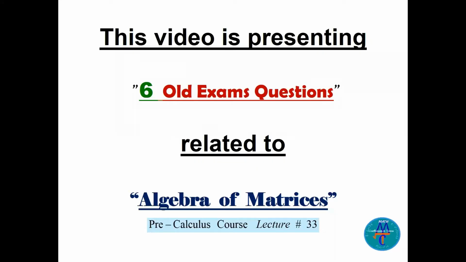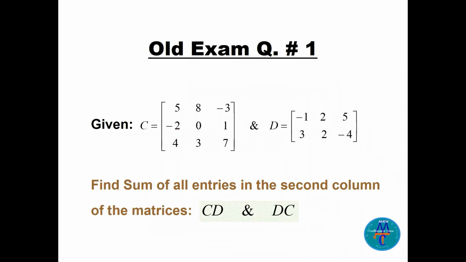In this video, I'm presenting 6 old exam questions related to Algebra of Matrices from lecture number 33 of the pre-calculus course. Old exam question number 1, we have the matrices C and D. Find the sum of all entries in the second column of the matrices CD and DC.